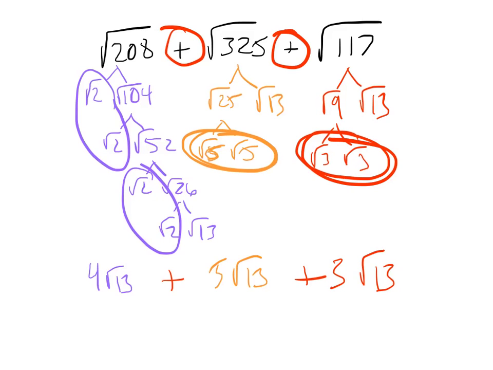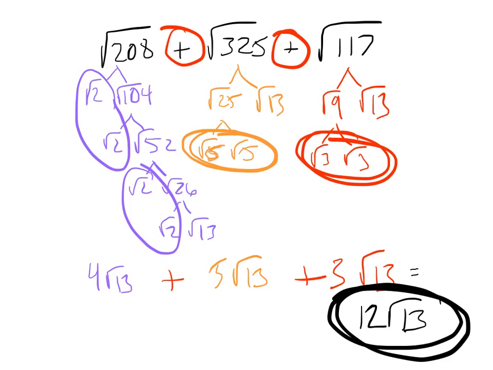Now let's look. Do I have a common radical? Here I have 4 root 13, 5 root 13, and 3 root 13. So I know that I have my common radical for each one of my terms, so I can just add them all together. And when I add them all together, I do 4 plus 5 plus 3, which gives me 12 root 13's. And there's my final answer right there.